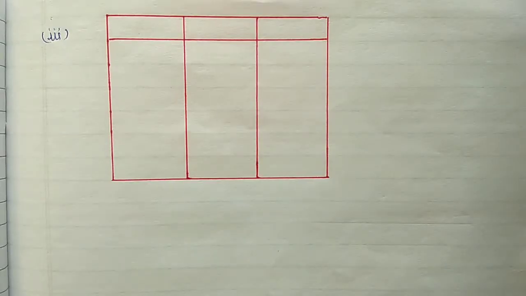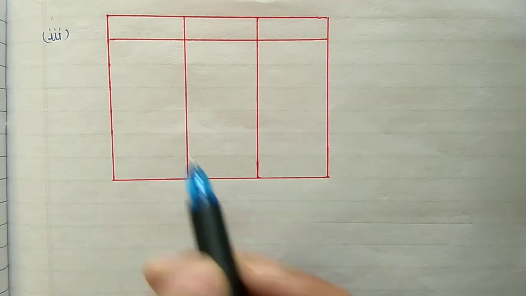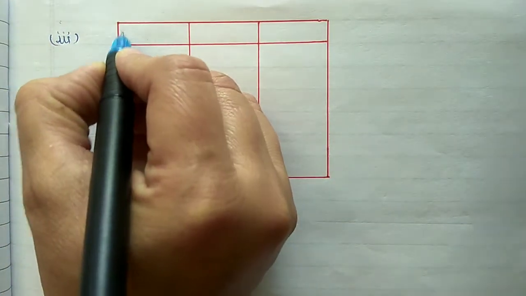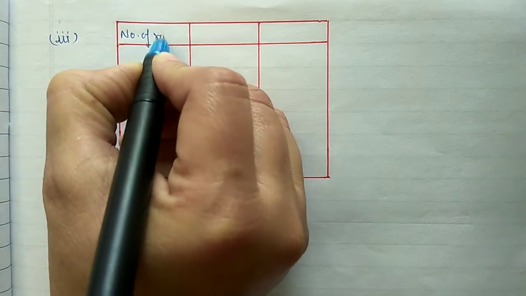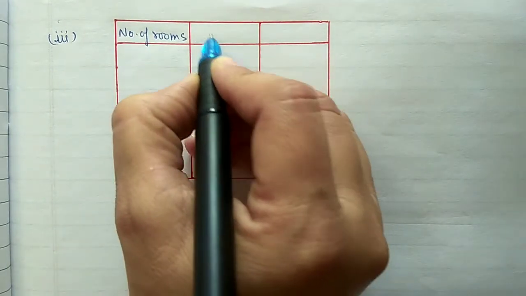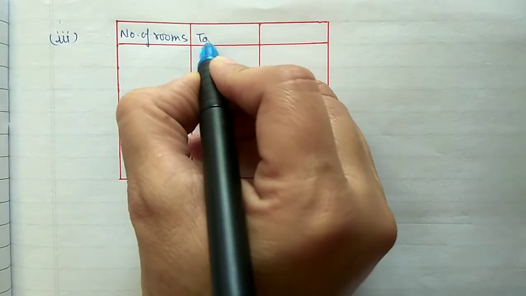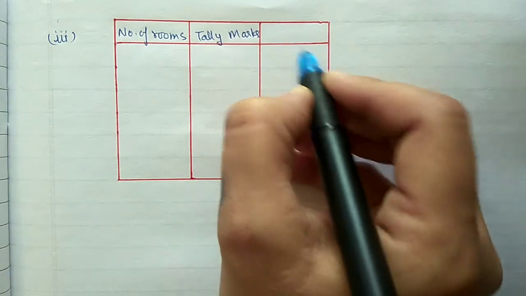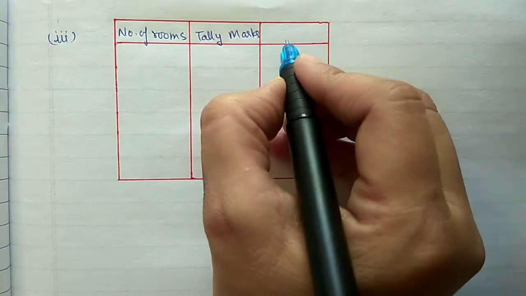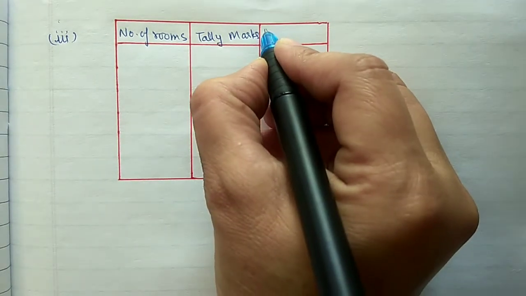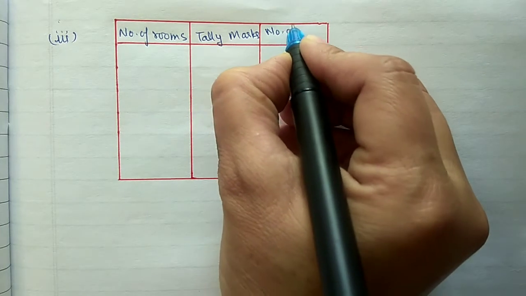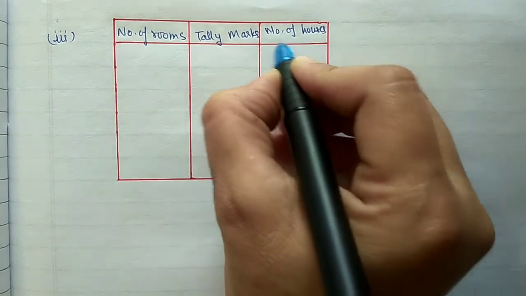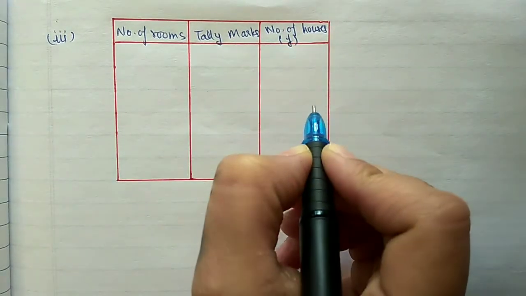Third part, we have to represent this data through a table. So for that first we will draw a table. In the first column will come the number of rooms. In the second column we will write tally marks. This is not compulsory. If it is mentioned in the question then you can do it, otherwise you can leave it. And in the third column we will write the frequency, or the number of houses.